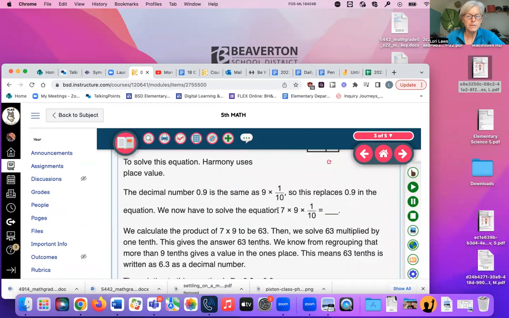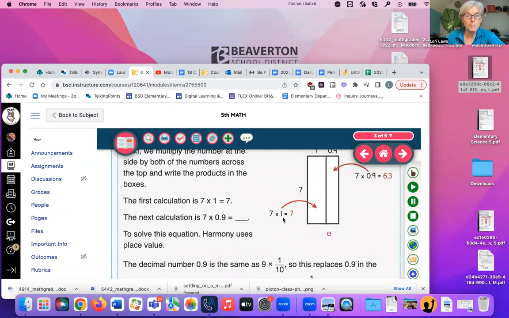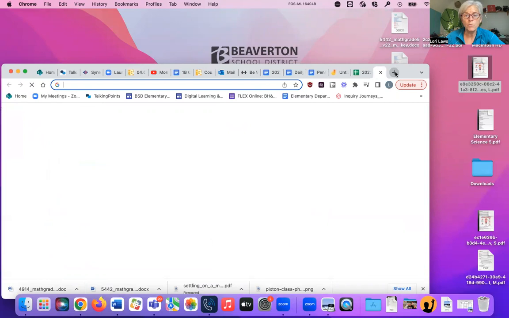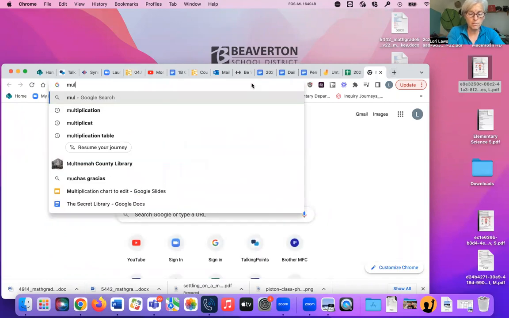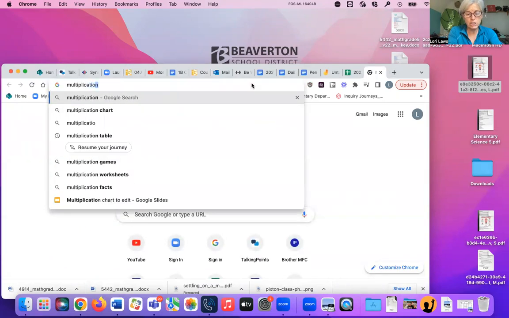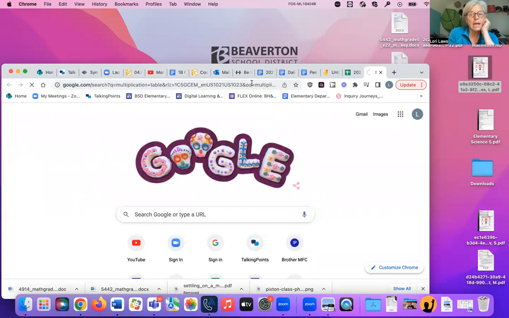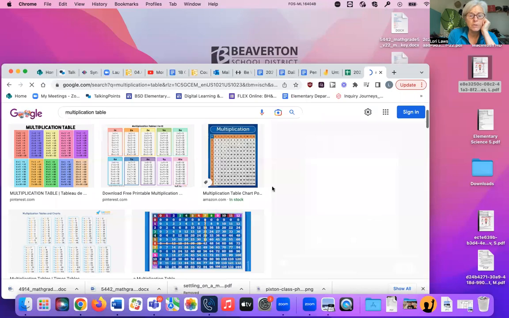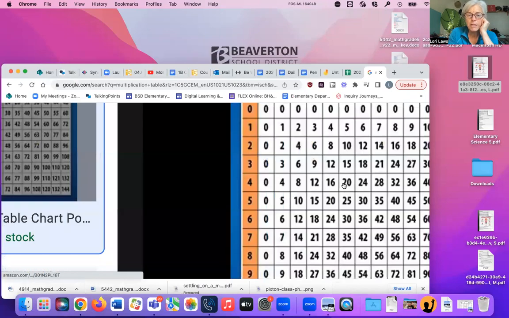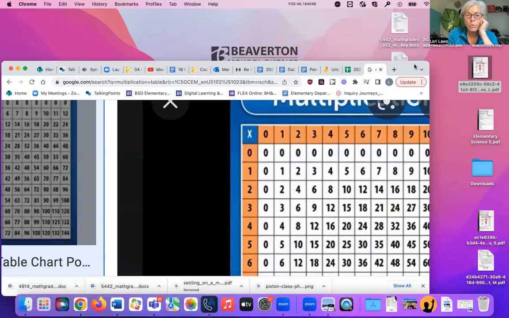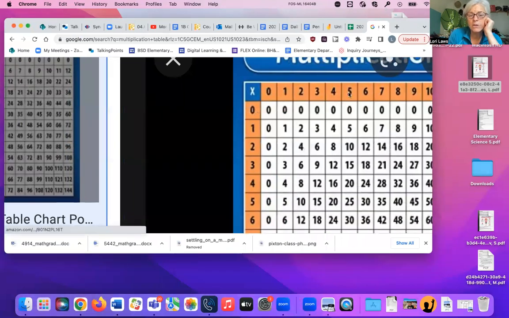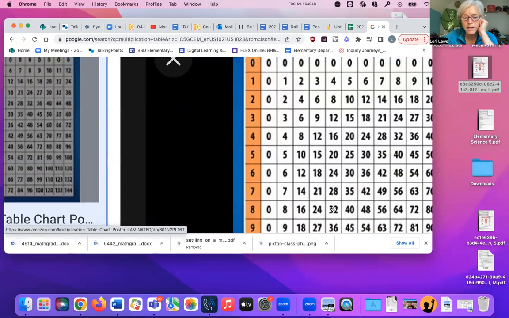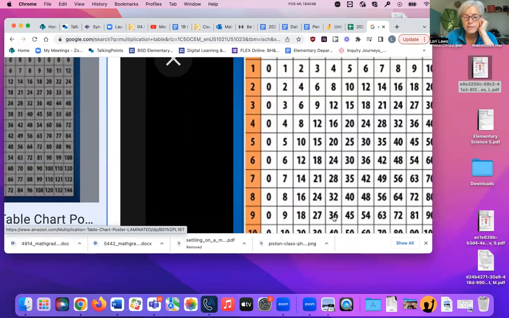Then you complete your multiplication, and if you need to, open up a multiplication chart. Go over, open a tab, type in multiplication table. And you can open up a multiplication table so that you don't make mistakes with your math. Expand it, make sure you're looking at it. The way you read these tables is, let's say you need 4 times 9. You go 4, and then you go down to the 9, right there, 36.